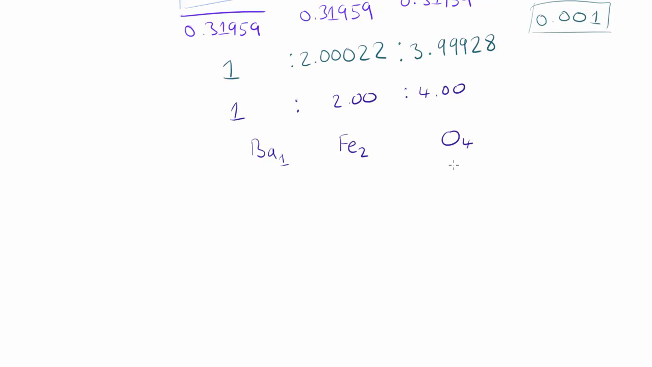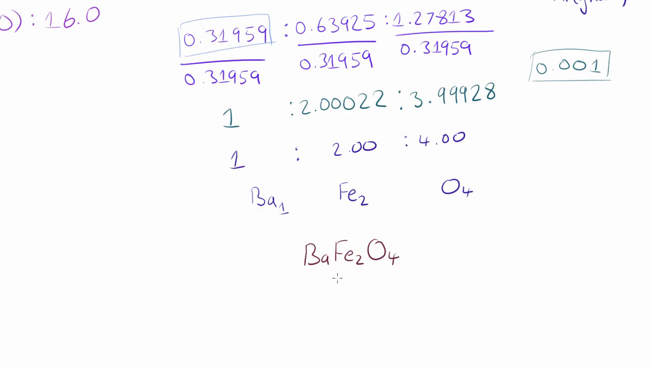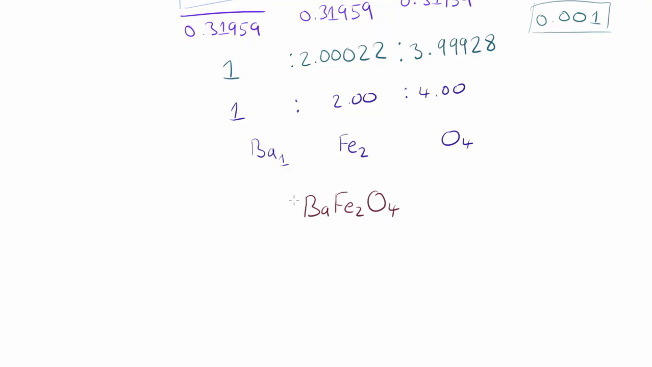And of course in an actual formula we're not going to write a 1 here. That's not how we would represent it, but effectively we would have BaFe2O4, and in this instance this is our empirical formula, okay? BaFe2O4.